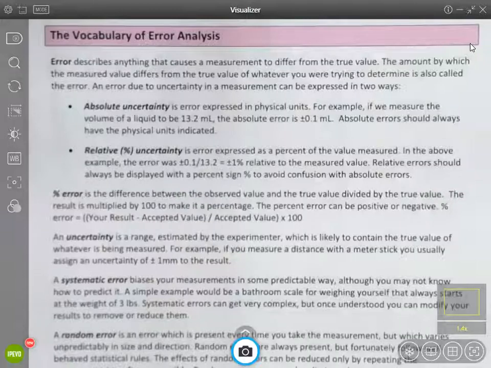Okay, so some of this vocabulary: error describes anything that causes a measurement to be different from the true value. And we've encountered this before when we've talked about percent error, right? So percent error tells you how high or how low your answer is compared to the true value. We also have errors, though, that come from uncertainties in our measurements. And those are the ones we're going to be focused on today. So uncertainty in measurements and calculations can be expressed in 2 ways.